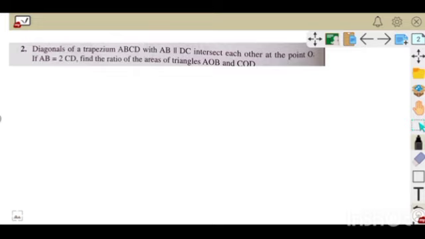Diagonals of a trapezium ABCD with AB parallel to DC intersect each other at the point O. If AB is 2 times CD, find the ratio of the areas of triangles AOB and COD. Okay, let's see now. We have a trapezium here. In that trapezium, AB is parallel to DC. Okay, let's draw now.